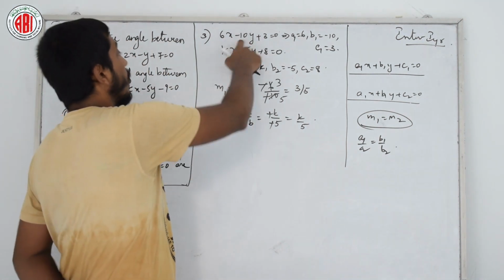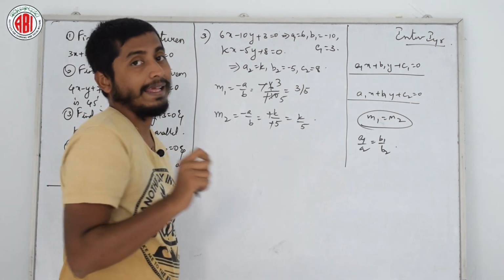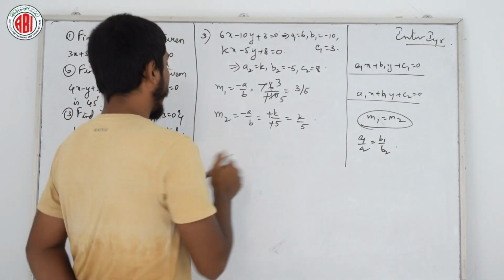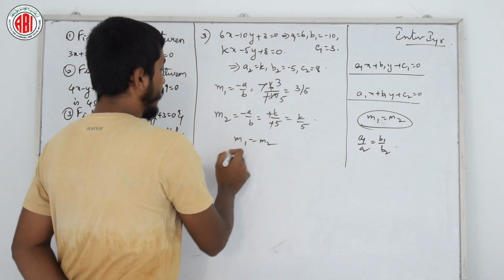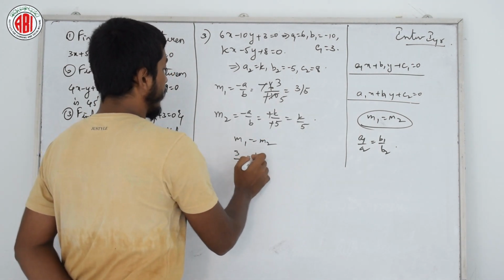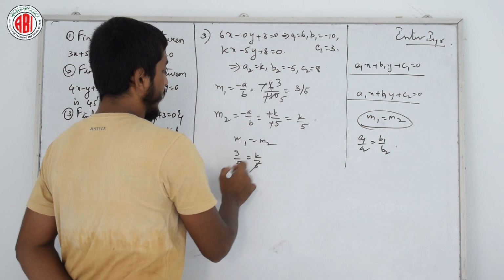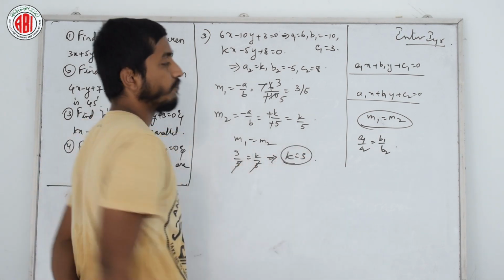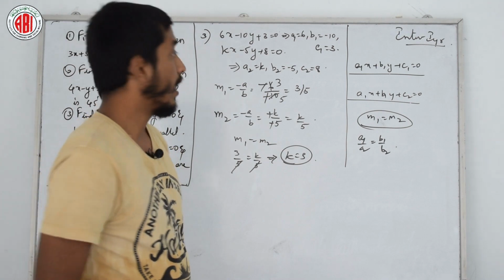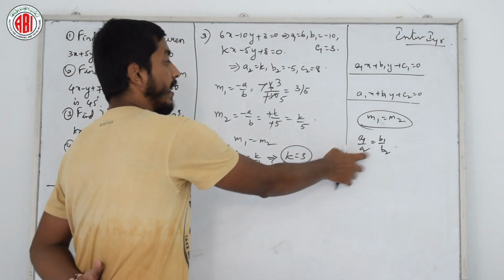What is the given condition? Given that both the lines are parallel. Right? Then slopes are equal. Let us equate these both. 3 by 5 is equal to k by 5. If this 5 and 5 get cancelled, we will get k is equal to 3. Is it clear?